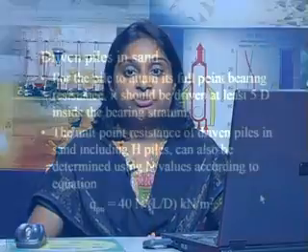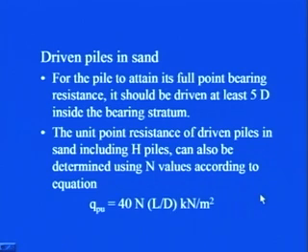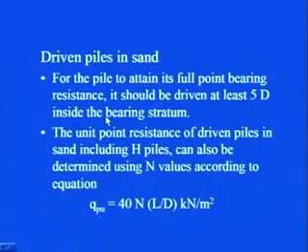For the pile to attain its full point bearing resistance, it should be driven at least 5D inside the bearing stratum. As you know, we go for pile foundation whenever there is no availability of good soil strata at shallow depth, and then we go for the deep foundation, and pile foundation is one of that type. So wherever you get the good strata, the pile should be driven at least 5 times D inside that bearing stratum to get the full point bearing resistance. If it is less than that, obviously you will not get the full point bearing resistance from that particular pile.